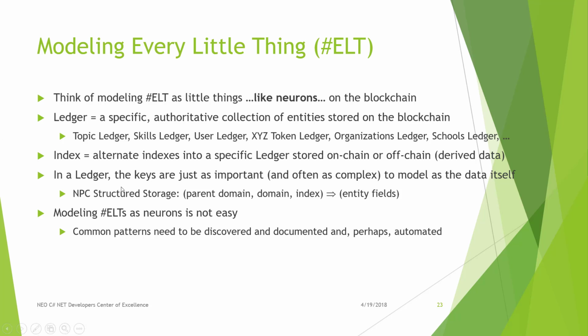The bit of learning is in a ledger, the keys, the modeling or the design of the keys is as important and as complex as modeling the data itself. So the general pattern is, there's a parent domain, a domain, and an index, and you're mapping that onto entity fields. If you're designing a SQL Server table, you tend to put your primary keys, etc., as part of your entity, but you don't do that with NPC entities on the Neo blockchain because you're trying to conserve the number of puts and number of gets you do. So there's an interesting factoring that takes place here and takes a fair bit of thought.